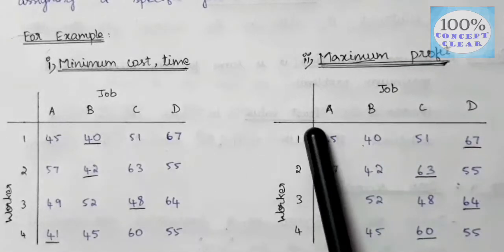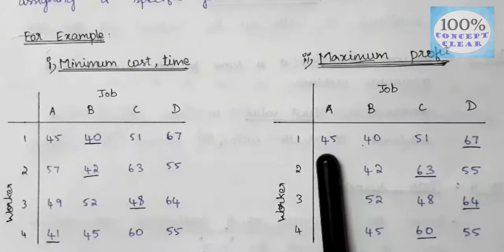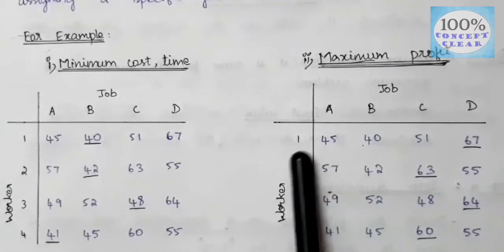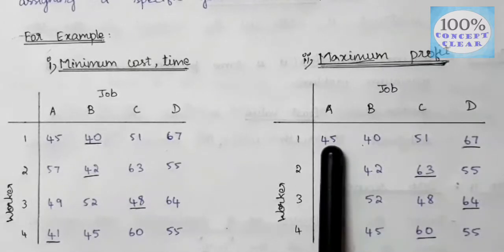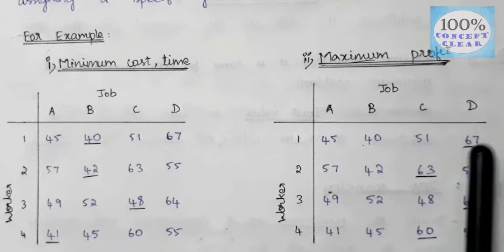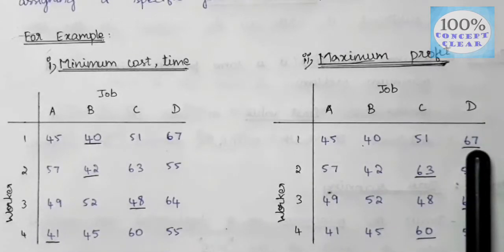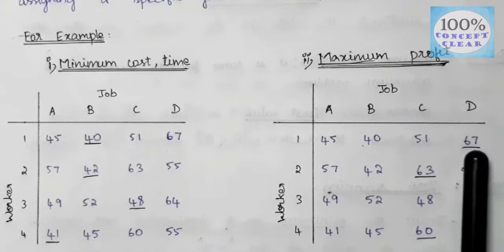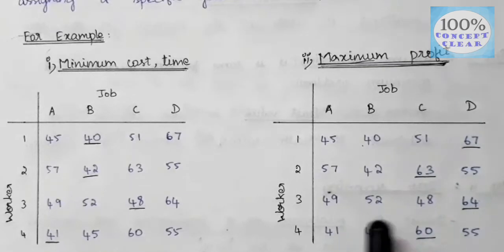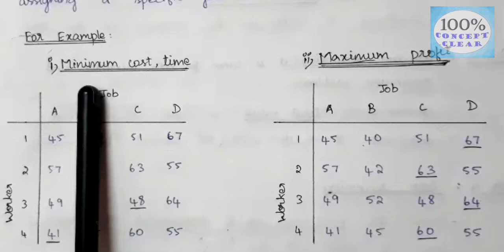Here also 4 workers and 4 jobs are there. See this 45. If worker 1 is assigned with job A, then worker 1 will provide 45 cost of profit. If we take the 67, then if worker 1 is assigned with job D, he can earn or he can provide us 67 cost of profit. So all these elements represents profit. So always profit should be maximum and cost and time should be minimum.